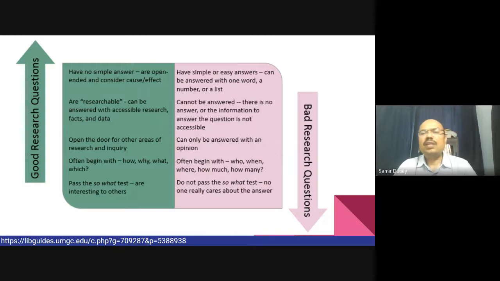What exactly should we have in a good research question? The very first thing is that it must be researchable. It should open the door to other areas of research and inquiry, and these usually begin with how, why, what, and which. So good research questions open avenues of research and answer different aspects of the research as well.